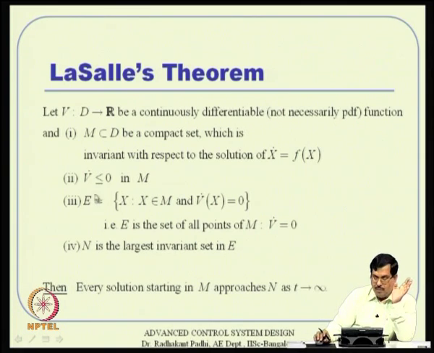Ultimately you will be able to tell that every solution that starts in the set M will converge to N as time approaches infinity. That is what the theorem tells. What it means is that if I start with any set M defined in this way, I will be able to go to N. So ultimately there is some subset to which the solution will eventually go.